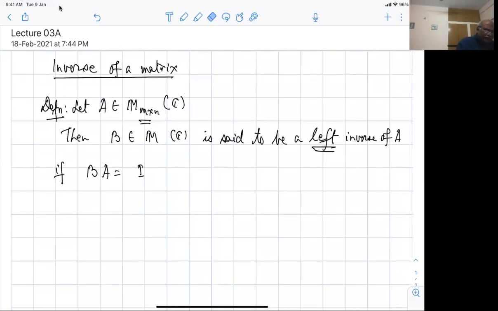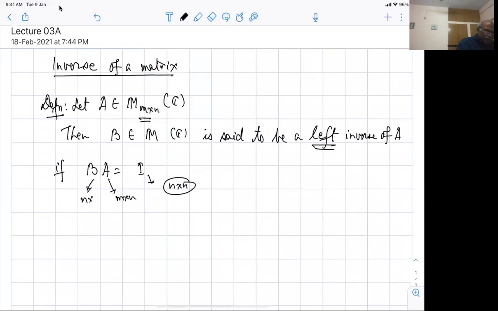Since A is on the right, the size of A is m cross n. And I want an identity matrix, which is always a square matrix. So the right hand side has to be n cross n, so that the matrix multiplication gives me this. Because of this requirement, B has to be an n cross m matrix. All right. So this I'm talking about the left inverse.